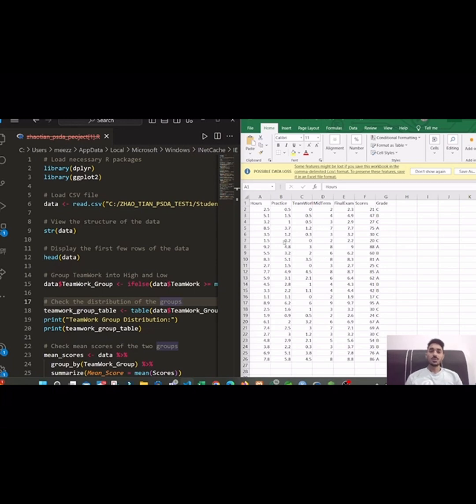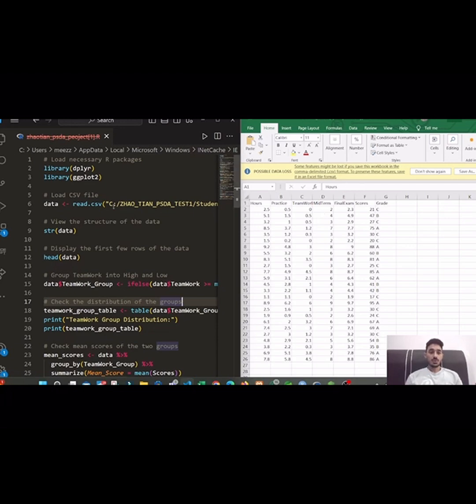So first of all, I'm going to give you an overview of the dataset. Our dataset basically contains some important information about students, such as the number of students, hours scores, practice score, teamwork score, midterm exam score, final exam score, and the total score with the grade assigned for each single student. For example, we have 26 students and the criteria that we base our analysis on.